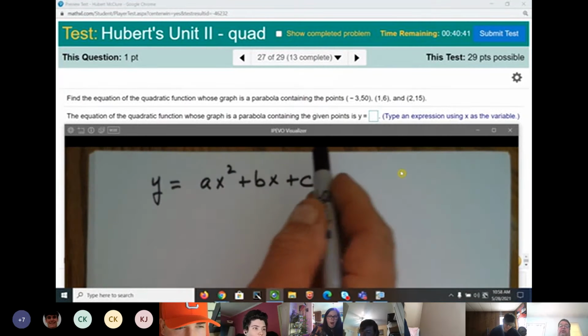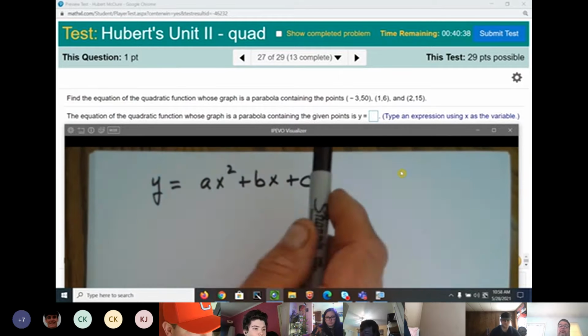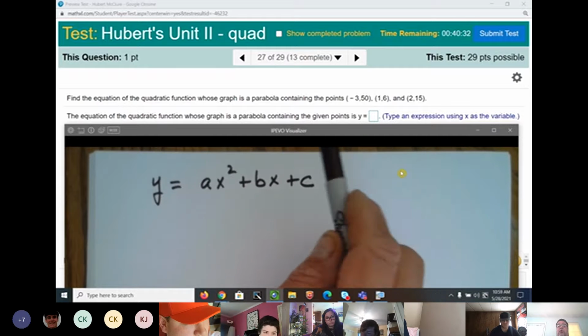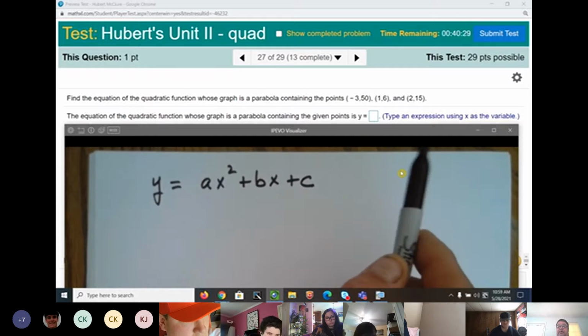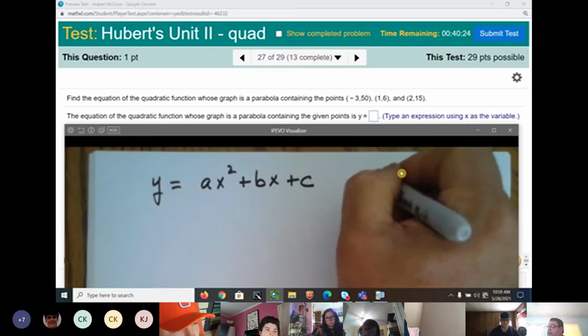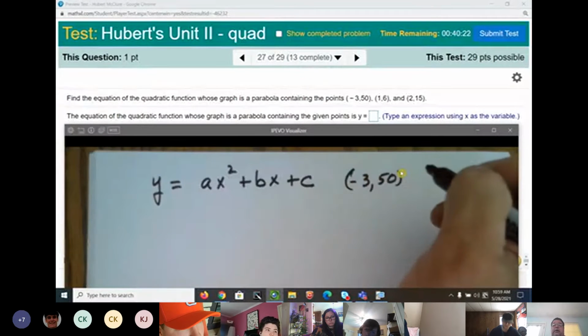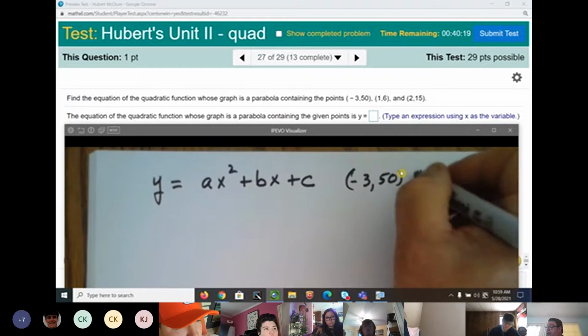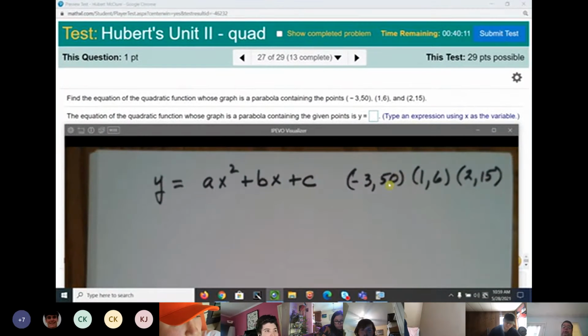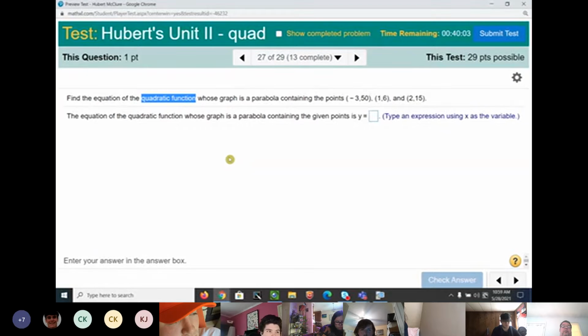All right. You know that these values over here, the -3 and the 50, the 1 and the 6, and the 2 and the 15, are all x and y's. So you're going to have to manipulate the -3 and 50, and 1 and 6, and 2 and 15, into that ax squared plus bx plus c, because it is a quadratic. Okay?